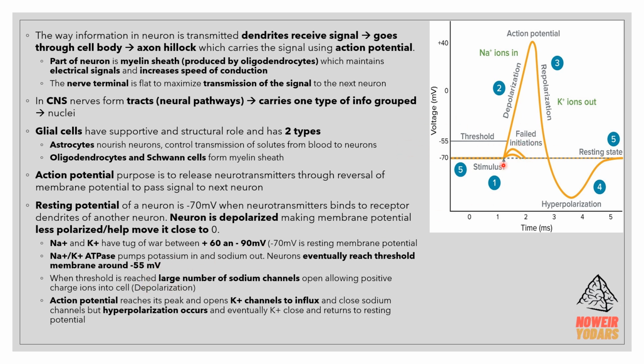So it needs to reach the threshold. There could be failed initiations, but it keeps trying. It pumps potassium, reaches the threshold, and then after the threshold, it begins depolarization. All right. So when the threshold is reached, at -55, a large number of sodium channels open. So now the potassium channels are closed, the sodium channels are open, and depolarization starts occurring. So a positive charge just flushes into the cell.